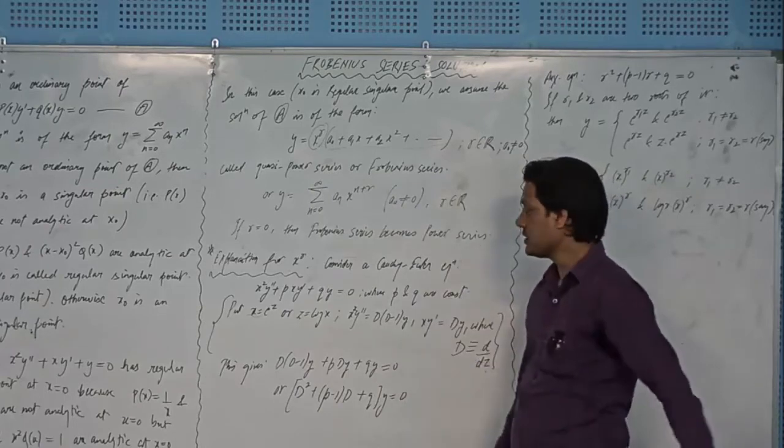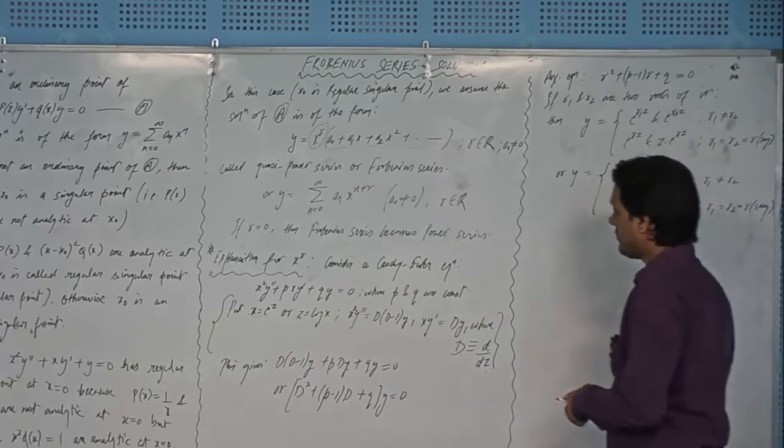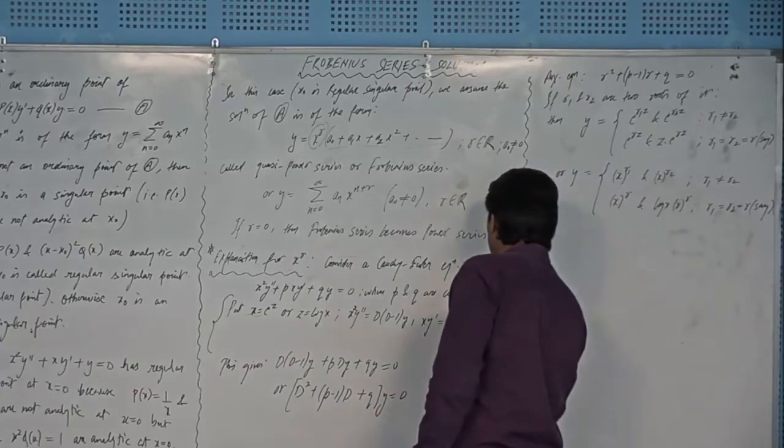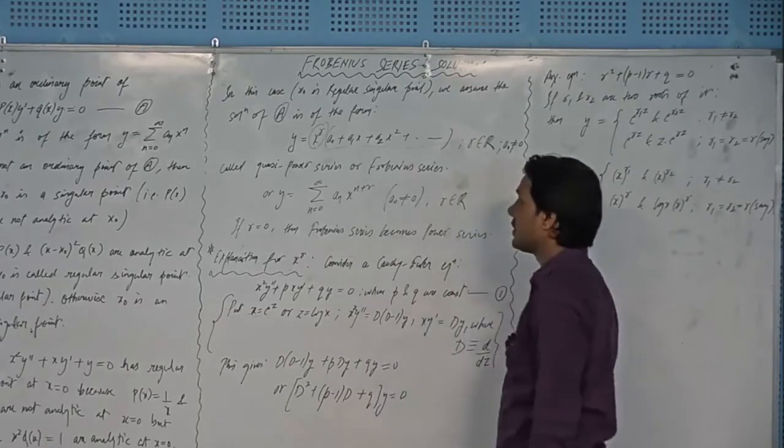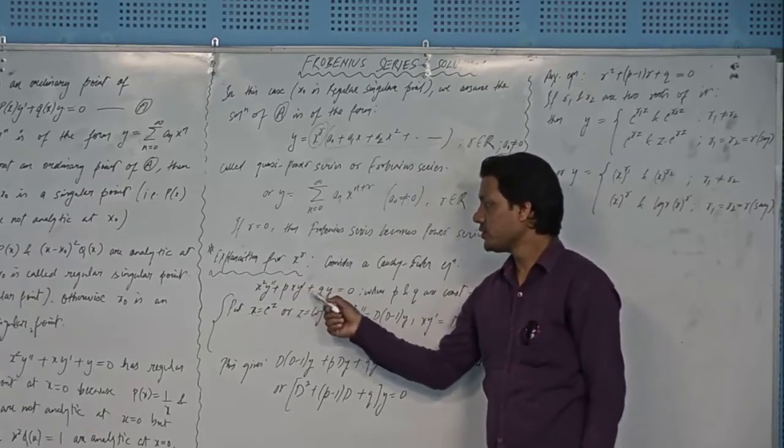I will come to that, but before that, we will make one important observation. Let this be equation number 1. If you see this equation, these p and q were constants, right?